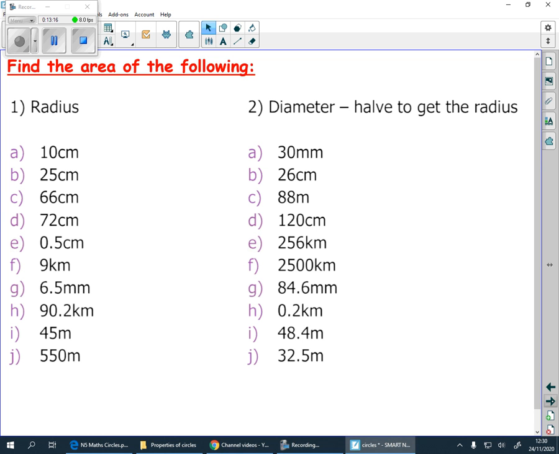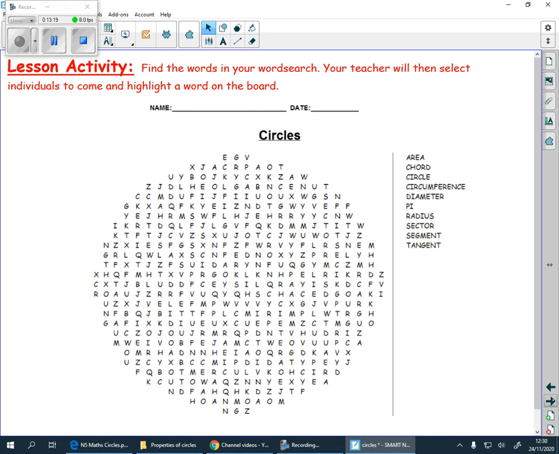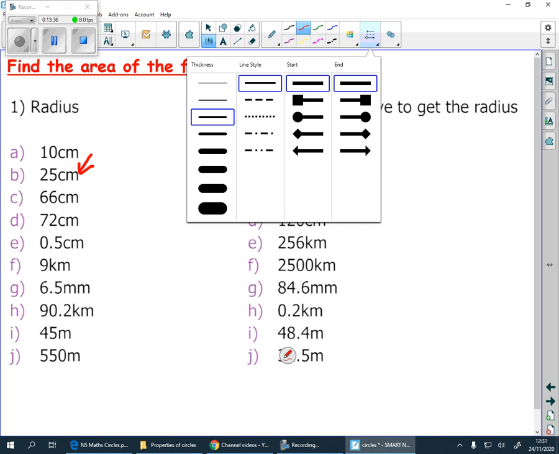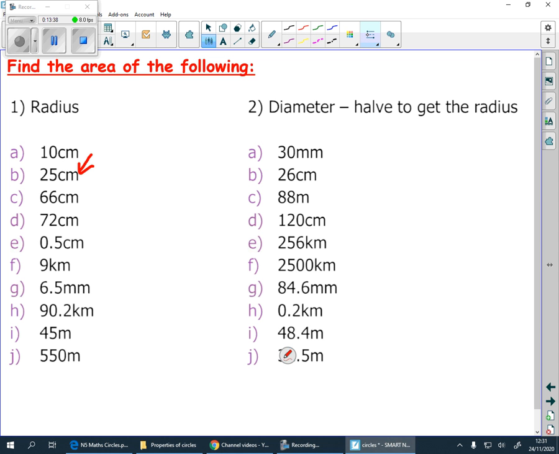Not giving us a nice little one to practice on with that. Let me have a look. Nope. So we'll have to just try it with one of these. For the sake of picking one at random, I'm going to choose this one. We have the formula A equals pi r squared. So we're going to replace our r with 25, square it, and times it by pi.